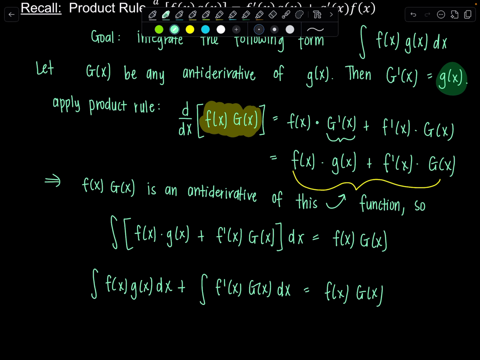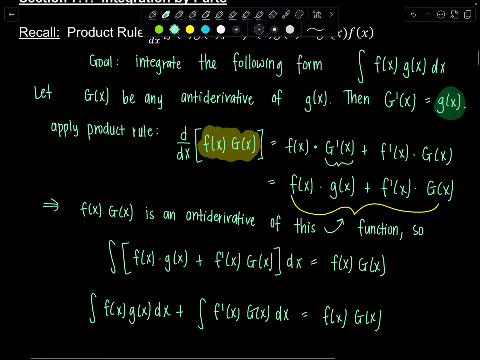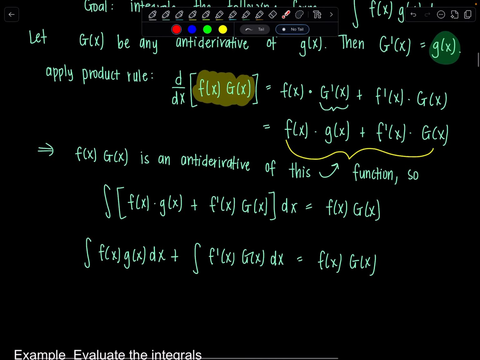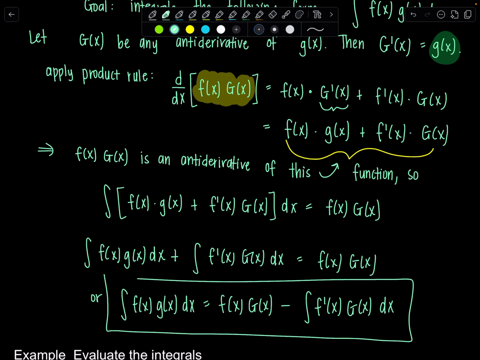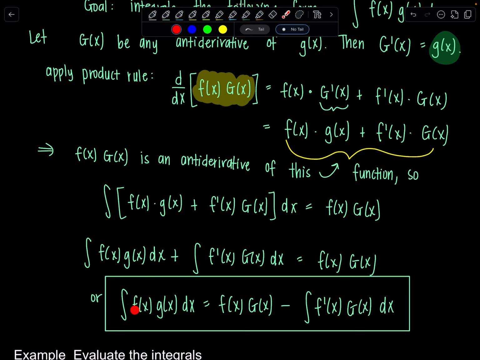And then remember, what was our goal originally? I wanted to integrate the following form. So let me isolate this integral over here. And we have integral f of x g of x dx equals f of x capital G of x minus integral f prime of x capital G of x dx. So here's our formula for integration by parts. You're going to be starting with the left-hand side, and then you rewrite it using our by parts formula.